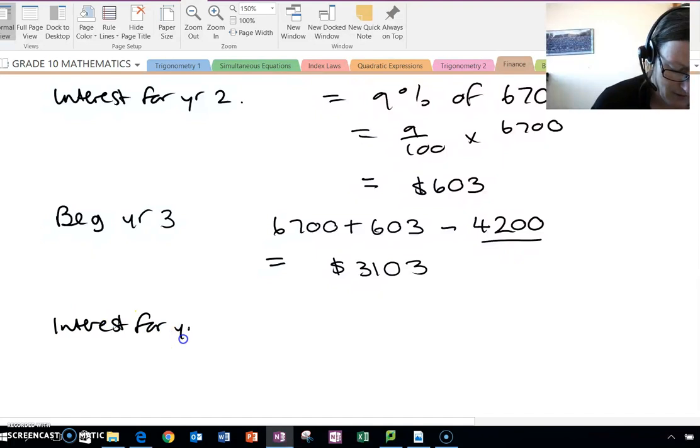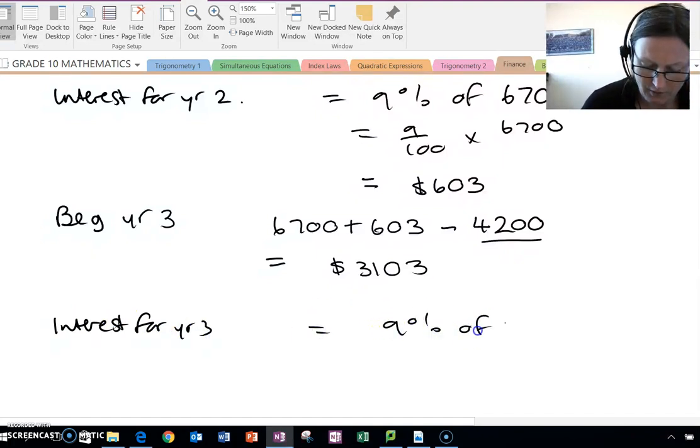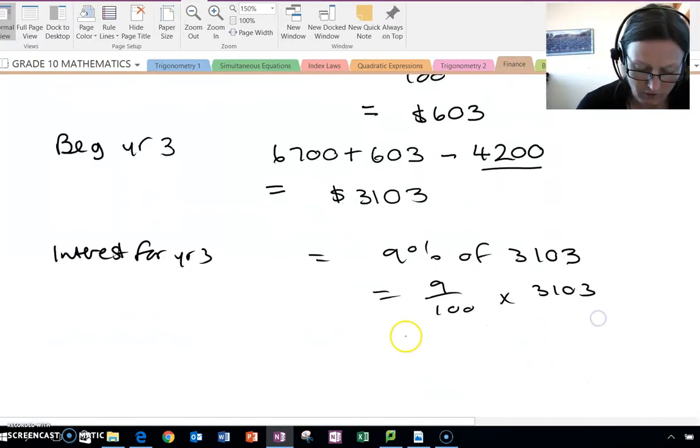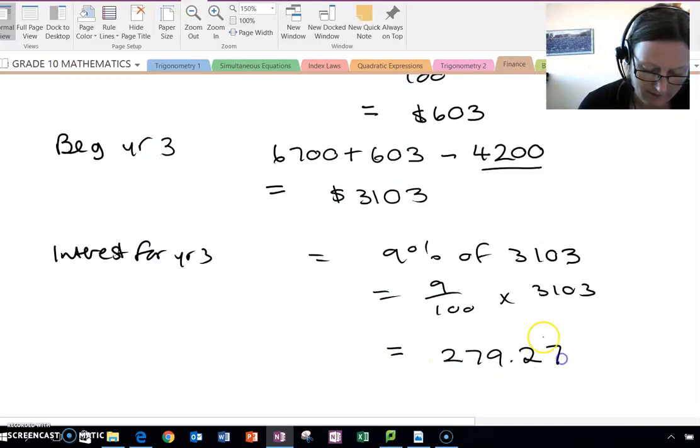Okay, so how much interest are you going to pay for year 3? Interest for year 3, you are going to pay 9% of 3,103. So 9% of 3,103, the interest you are going to pay for year 3 is $279.27.